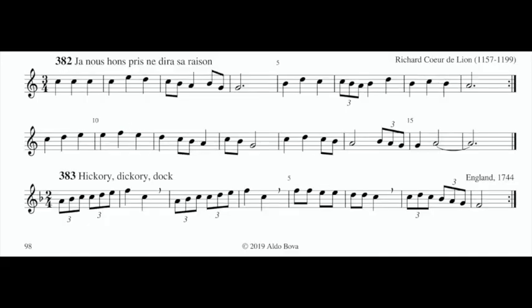And now a music, a real music, not written by me, 382, from Richard Lionheart. I don't know the English name, Richard Coeur de Lion, an English king with a French name. Ya nous ont pris ne dira sa raison. And this is a real music written in the second half of the 12th century.